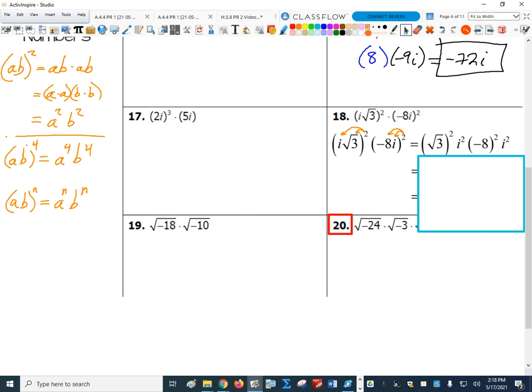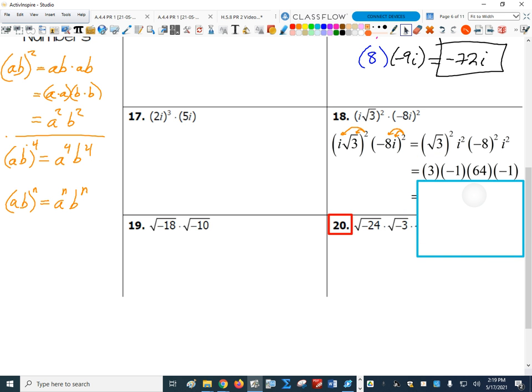That'll look good? Okay, well, what's the square root of 3 squared? 3. i squared? Negative 8 squared? 64, good. And then another i squared is another negative 1. So look, now I just have a bunch of numbers to multiply together. Negative 1 times negative 1 is 1, times 3 times 64 is just 192.